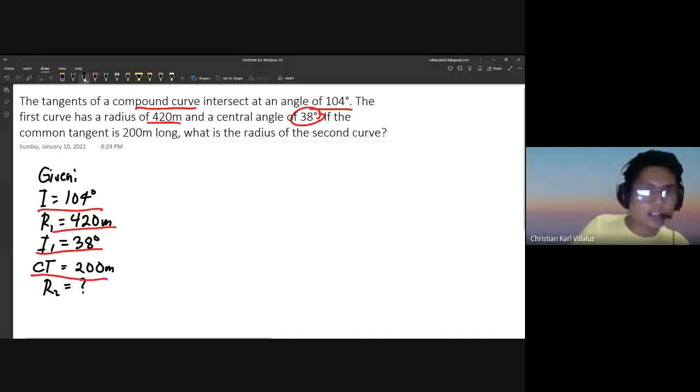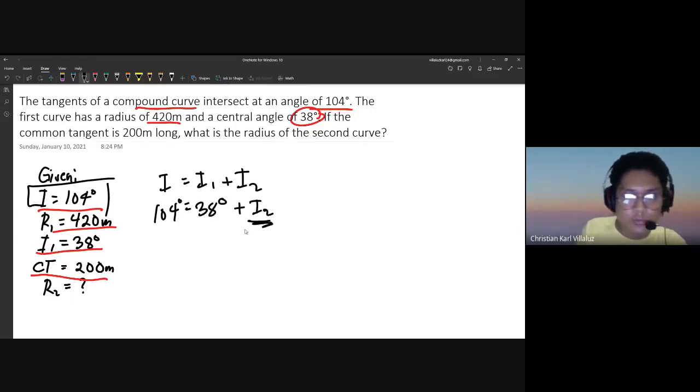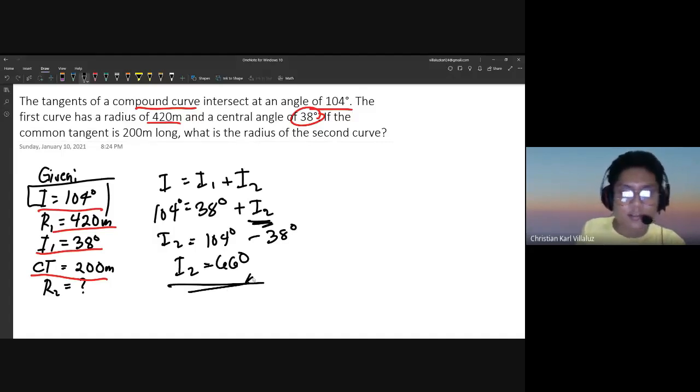So ito, given na yung angle of intersection. So, di ba? Angle of intersection is just the sum of angle of intersection nung kada curve o yung central angle nung kada curve, nung dalawang curve. Kaya kung given yung angle of intersection ng compound curve, which is 104 degrees, I1 is 38 degrees plus I2. We can determine I2. I2 therefore is 104 degrees minus 38 degrees. So I2 is 66 degrees. So magagamit natin yan later on because pinapahanap yung radius ng pangalawa.